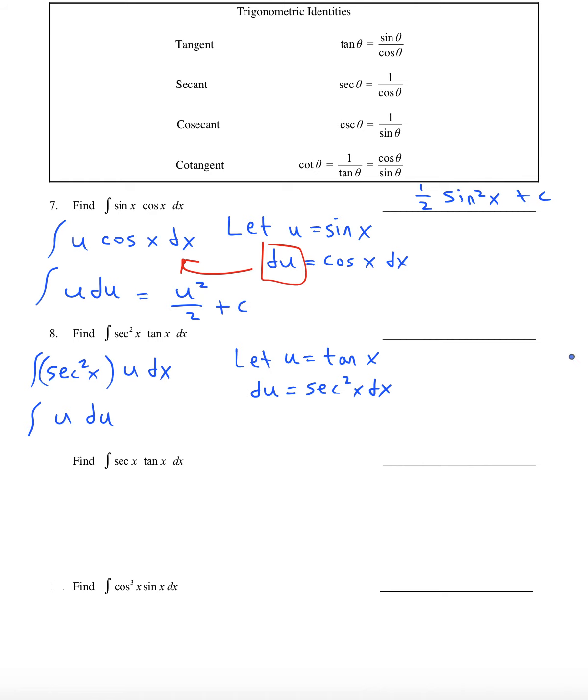Getting that, once again, our antiderivative is u squared over 2 plus c. And our antiderivative of the whole thing then is tan squared x over 2 plus c.